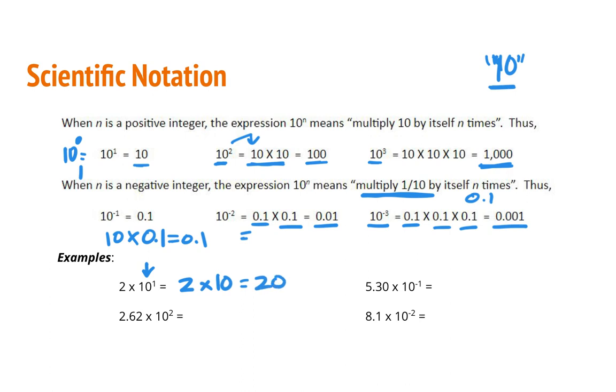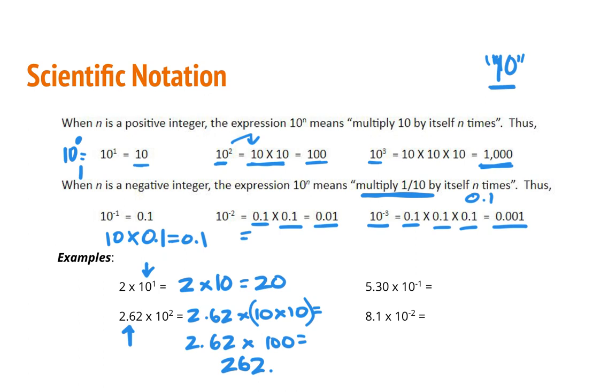So some examples. 2 times 10 to the first would be 2 times 10 one time, which would equal 20. 2.62 times 10 to the second would be 2.62 times 10 times 10, which would equal 2.62 times 100, which would equal 262.